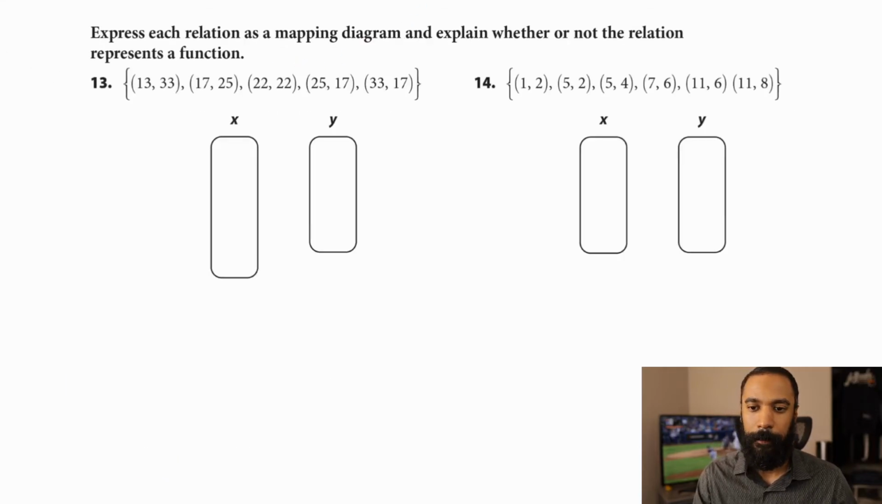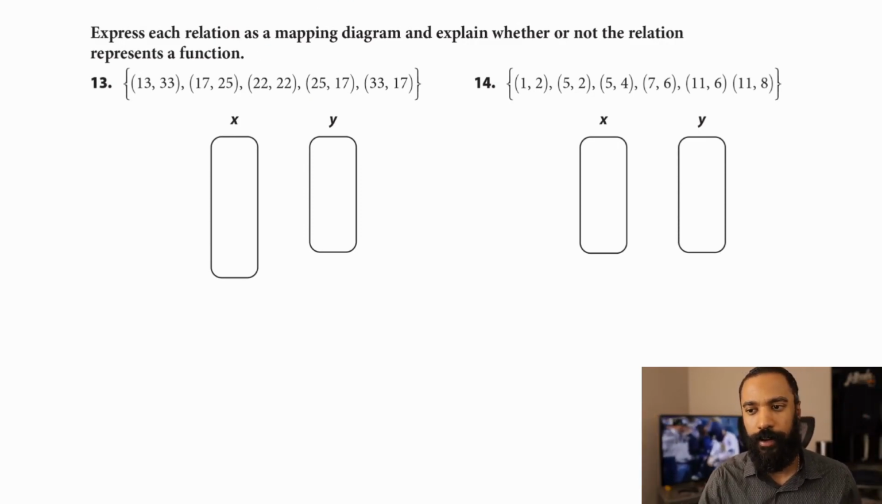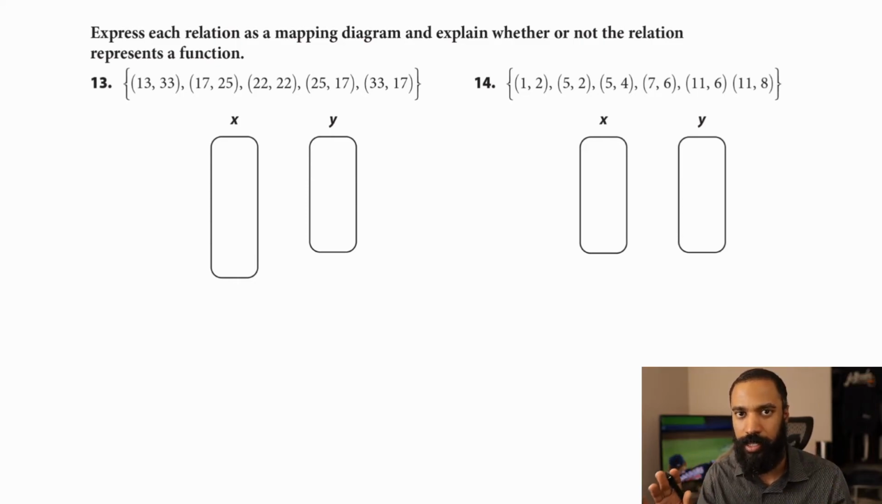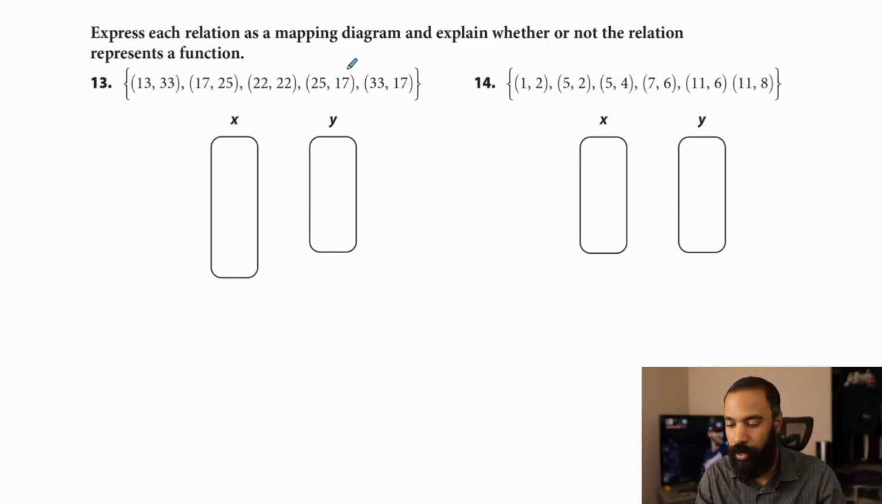Okay, not a function. Number 13 and 14, express each relation as a mapping diagram. Explain whether or not the relation represents a function. So again, all these are relations. Just to keep in mind, every single one is a relation. Only the functions are the ones without the duplicate sets. We can look at whether or not they're functions straight up by seeing, are there duplicate X's with different Y's for those duplicate X's? But we're going to do it in the mapping diagram here.